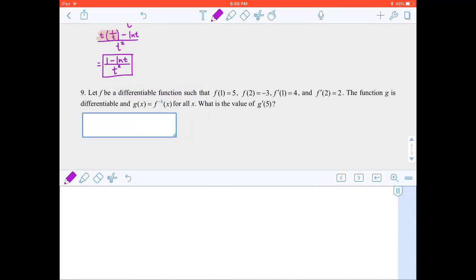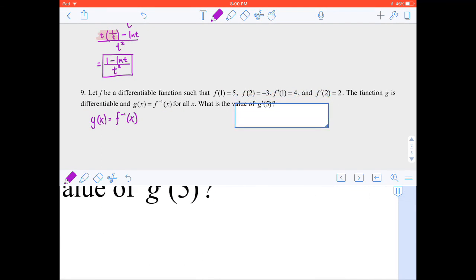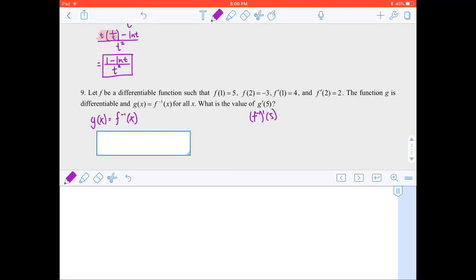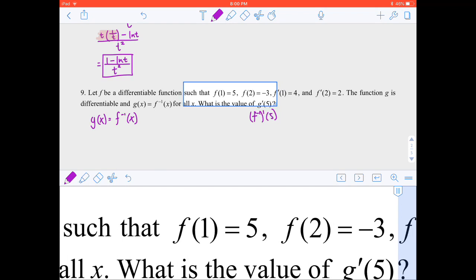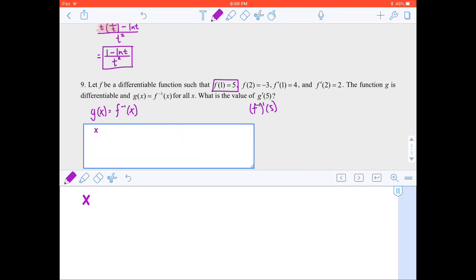So the first thing that I know is g of x is equal to the inverse function. So anytime we see g of x, for example here, this is really asking us to find the derivative of the inverse of f. Keeping that in mind, we're going to take a look at some of the points that we have. On the function f, you can actually create a table, you can list your points, whatever you want to do. I'm going to make a table here.